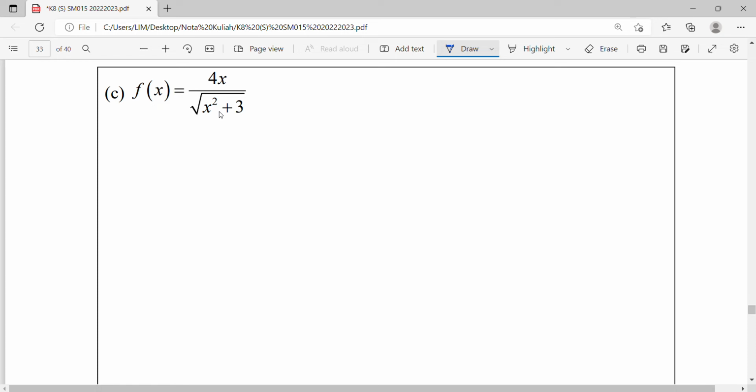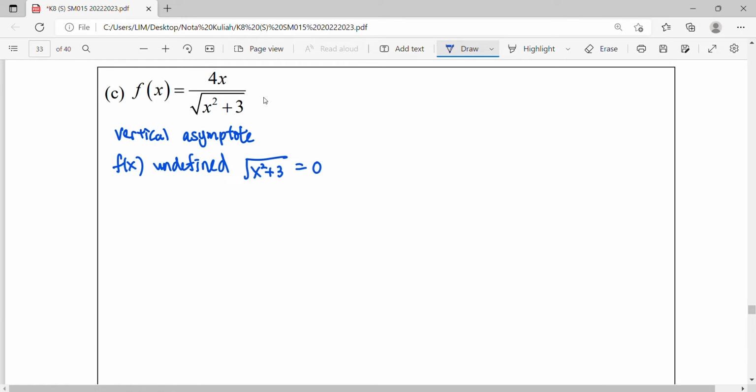Okay, so we use your concept of limit to find out your vertical asymptote and horizontal asymptote. For vertical asymptote, it will occur where your function is undefined. So what do you think? Your function is undefined when the denominator equals 0, right? Denominator equals 0.